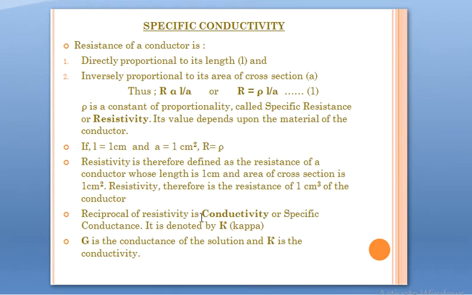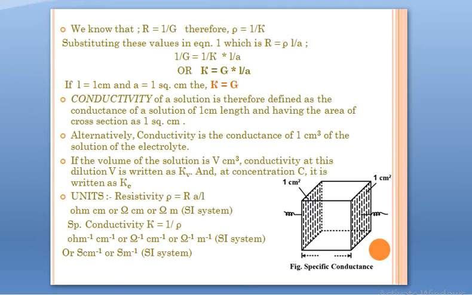Again, out of the two names, conductivity is the recommended nomenclature by IUPAC, and it is denoted by kappa, this K-like symbol. It is again a Greek symbol, and it is read as kappa. Now G is the conductance of the solution and kappa is the conductivity. Till this point what we have learnt is R is the resistance and rho is the resistivity. G is the conductance of the solution and kappa is its conductivity. So this is how we move ahead.